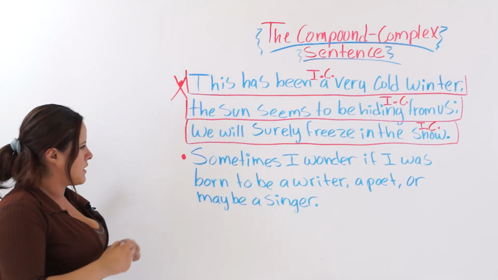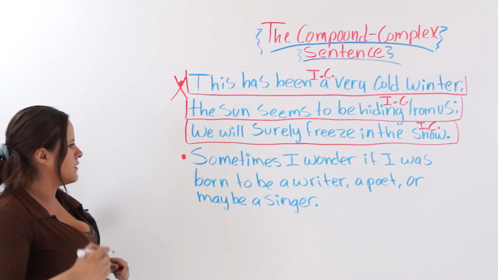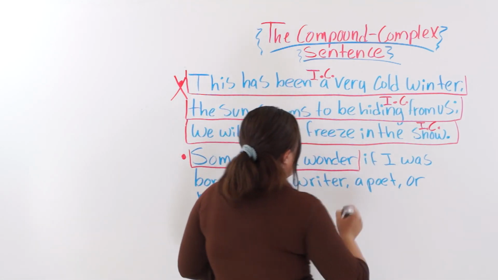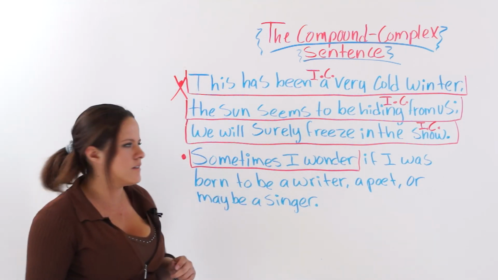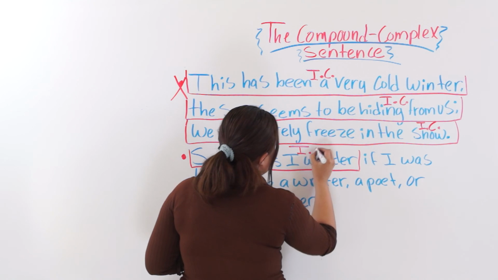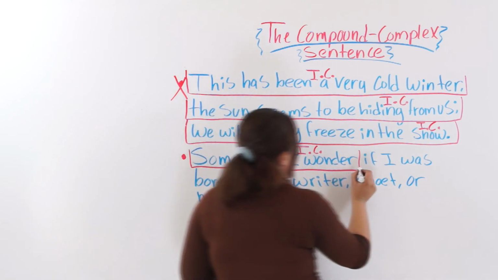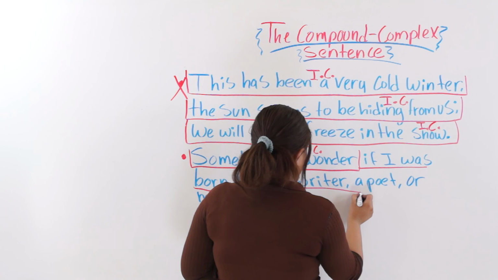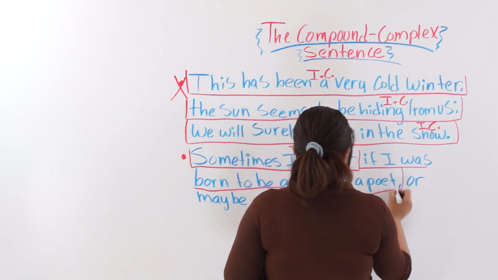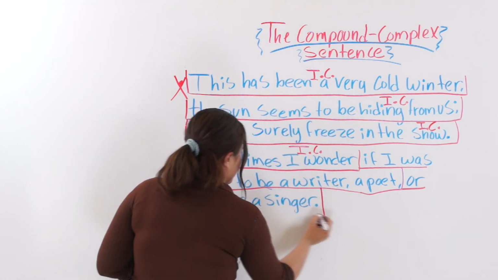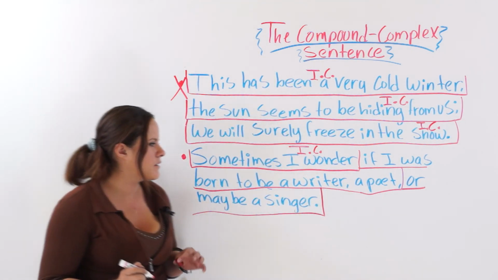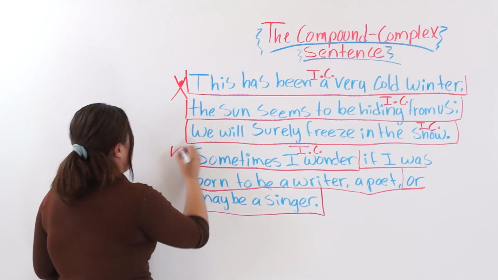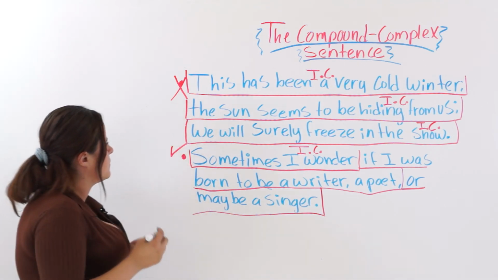This one is: sometimes I wonder if I was born to be a writer, a poet, or a singer. Sometimes I wonder, period. That, let alone, could be a sentence, so it's an independent clause. If I was born to be a writer, a poet, or maybe a singer. So we have our two independent clauses and our dependent clause. So as you can see here, this is a compound complex sentence, and the one on top is not.